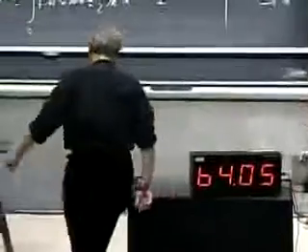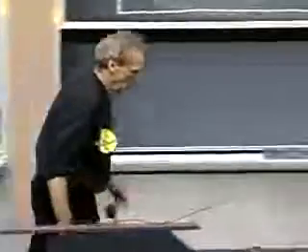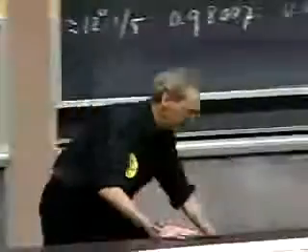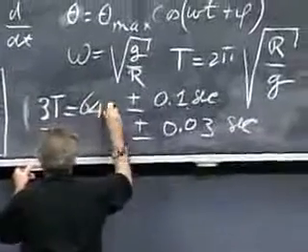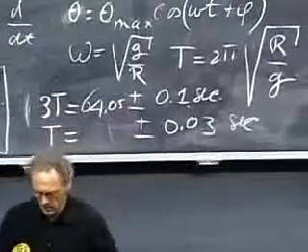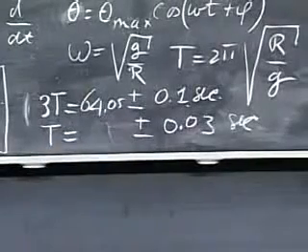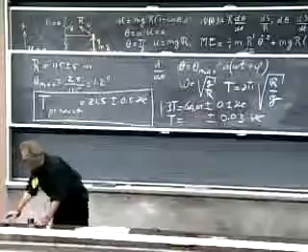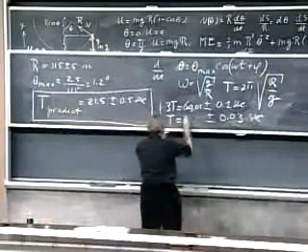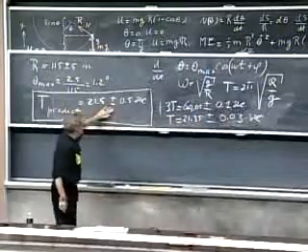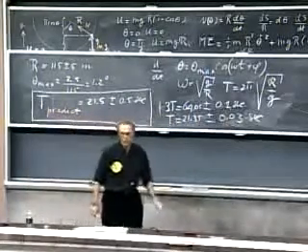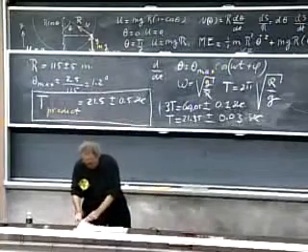64.05. Let me turn this off. So 3T equals 64.05. I'm lazy. 64.05. I divide that by 3. That is 21.35 plus or minus 0.03. It's exactly in agreement with the prediction, with the uncertainty of the prediction.